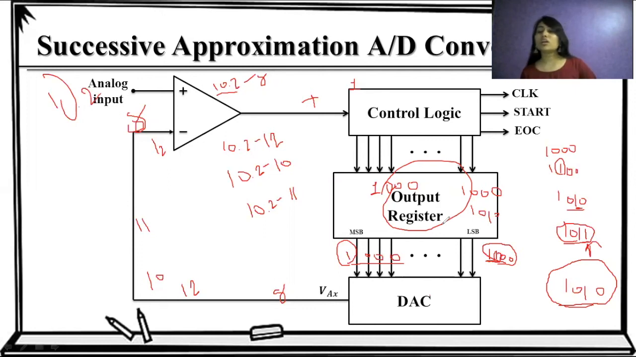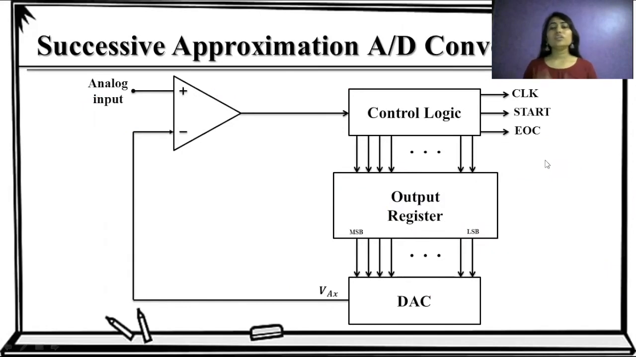Then we enable the next bit. So we have 1011. But for this 1011, we have a lesser analog input. So this control logic resets that bit, and at the end of this procedure, we have the last digital output as 1010. So this is how a successive approximation analog to digital converter works using a digital to analog converter. Here we convert analog information into digital information.